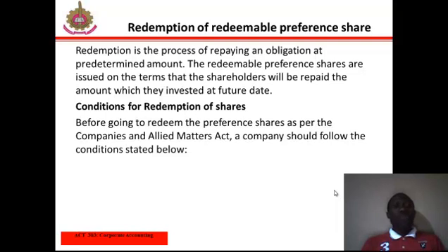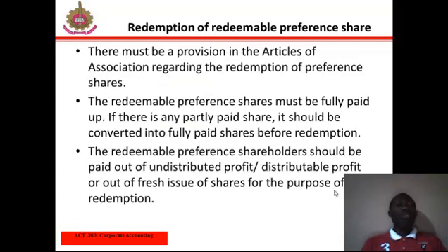Below are the conditions for redemption of shares. Before going to redeem the preference shares as per the Companies and Allied Matters Act, a company should follow the conditions stated below. 1. There must be a provision in the Articles of Association regarding the redemption of preference shares. 2. The redeemable preference shares must be fully paid up. If there is any partly paid share, it should be converted into fully paid shares before redemption.